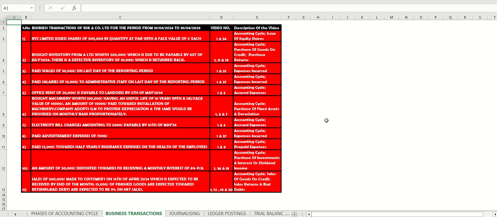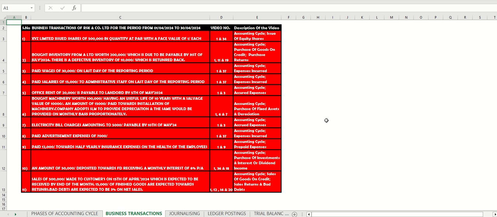Now let's move to the fifth business transaction, which is office rent of 20,000 is payable to the landlord by 5th of May. So for which period would we be preparing the income statement? Basically for the period 1st of April till 30th of April, and the balance sheet we would be preparing as on 30th of April.